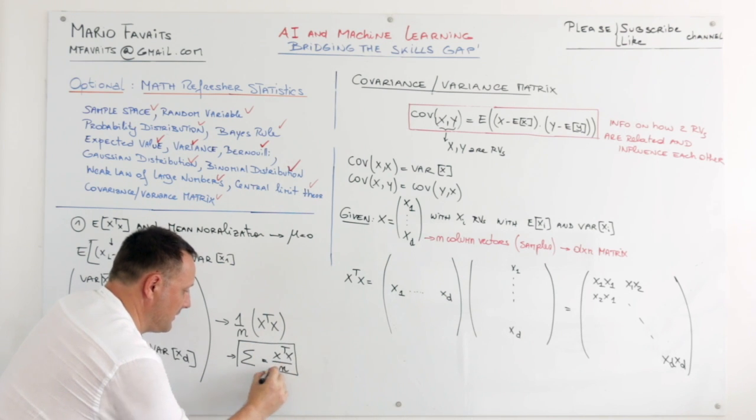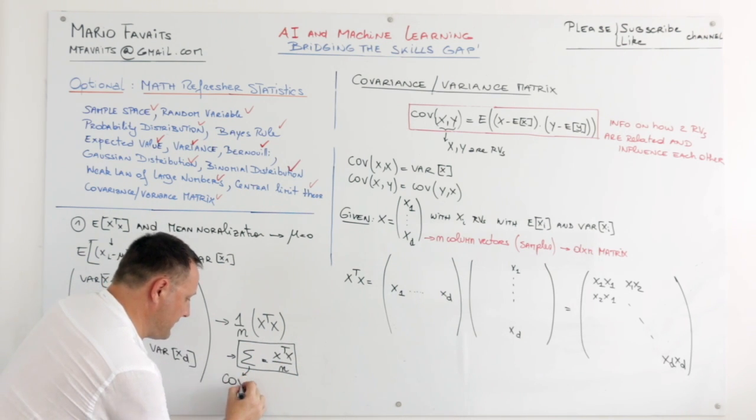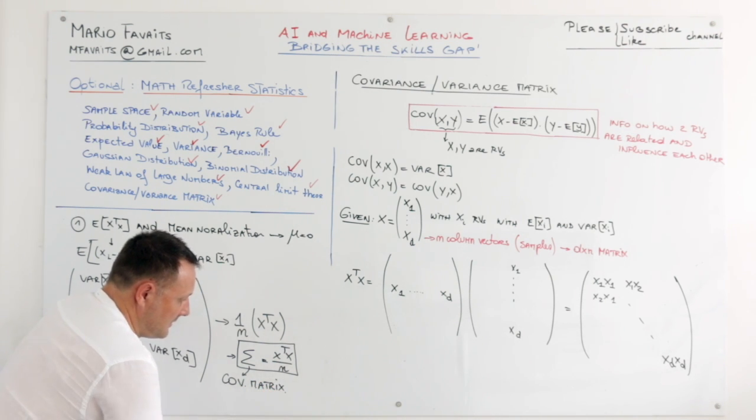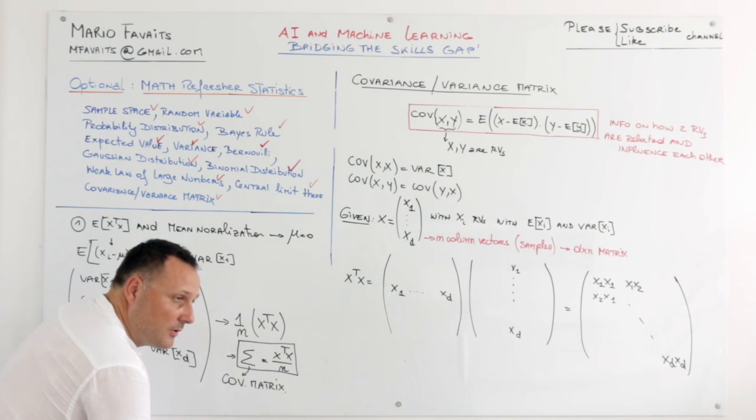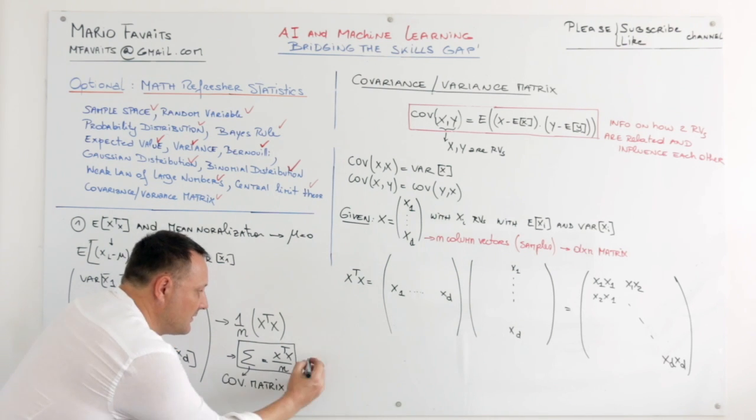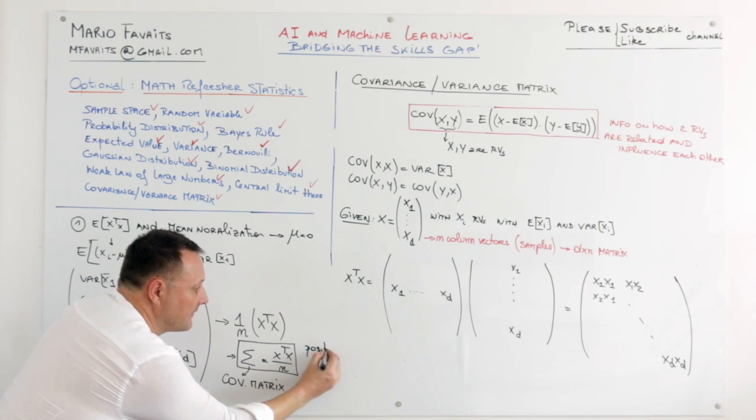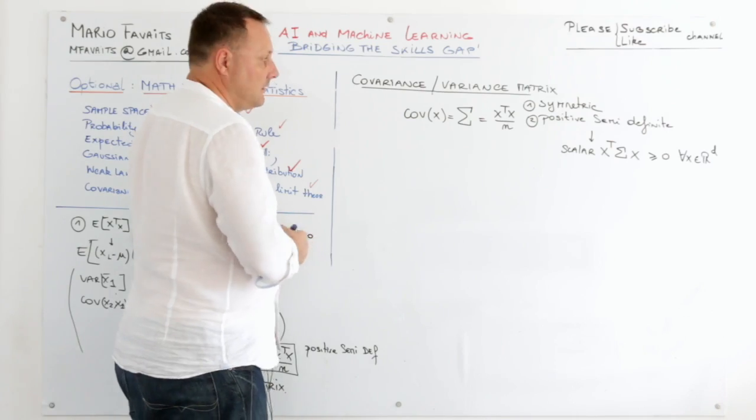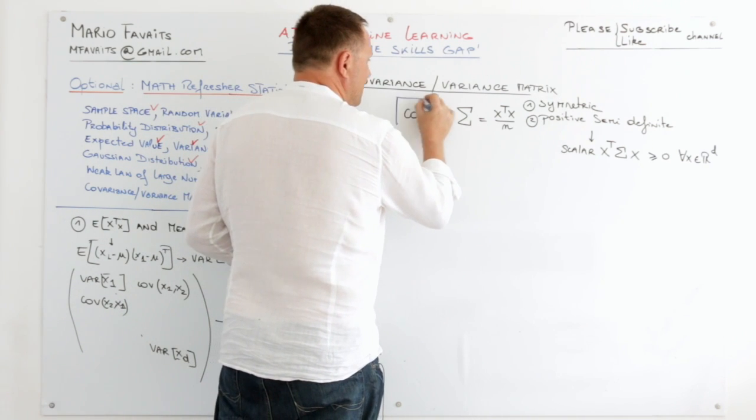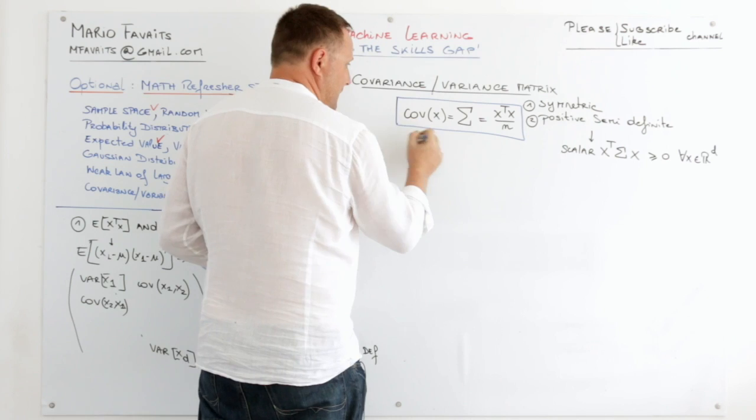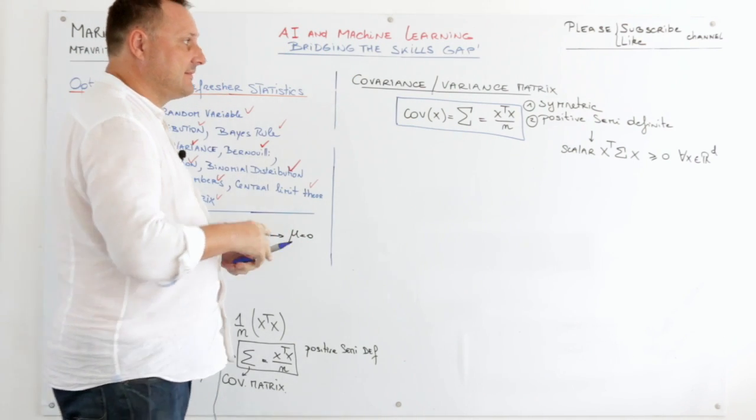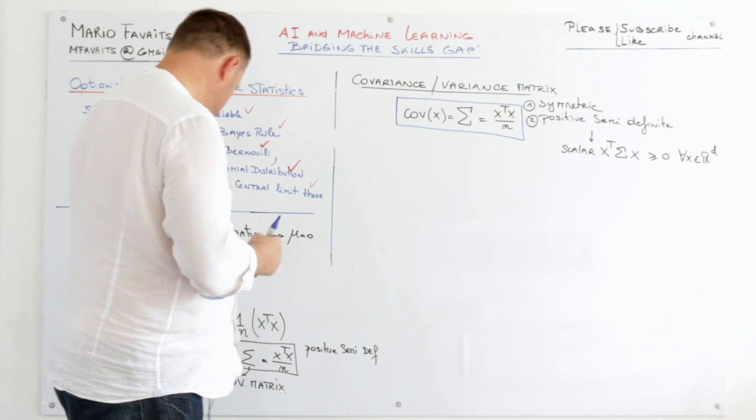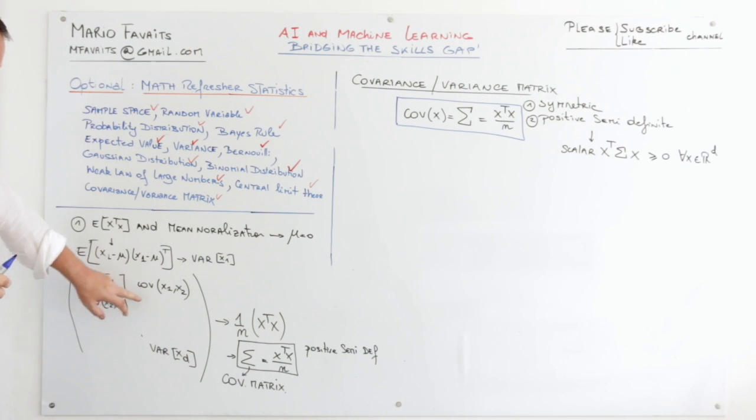So this is your covariance matrix. Okay, so this matrix is what we call positive semi-definite. Alright, so this summarizes the covariance matrix: capital sigma is a symmetric matrix. Yeah, you see these covariances are the same.